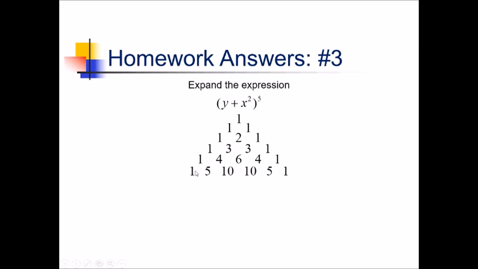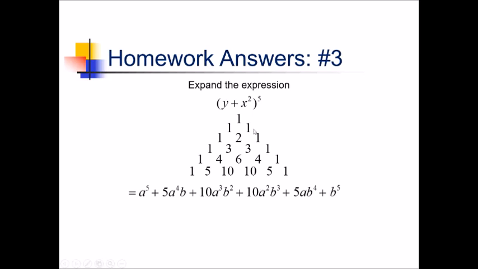This one is really 1a to the 5th power, b to the 0, which we don't have to write, plus 5a to the 4th, b to the 1st, plus 10a cubed b squared, plus 10a squared b cubed, plus 5a to the 1st, b to the 4th, and then we have 1 a to the 0, which we don't have to write, b to the 5th.